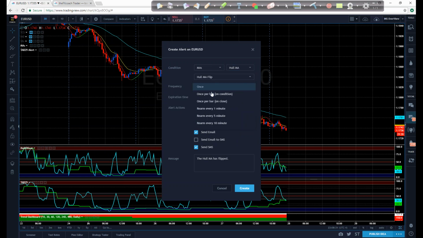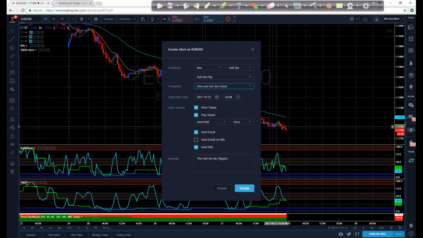And down here again, on close, not on condition. We don't care if it turns green or red on an open candle. It has to be on the closed candle. So now we're not going to get false alerts. We're only going to get the alert when the candle closes if it's turned colors. Boom. Show pop-up, play sound, send email, send SMS, whatever you want to do.